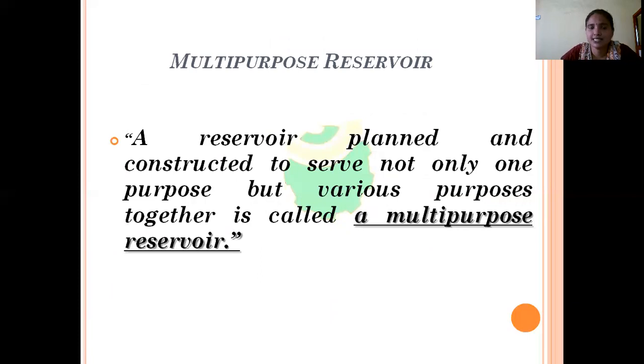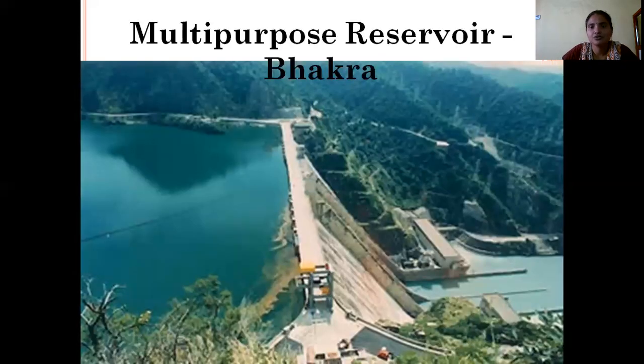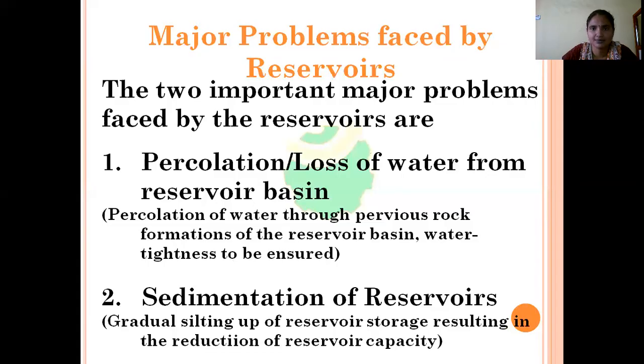Next, multi-purpose reservoirs. A reservoir planned and constructed to serve not only one purpose but various purposes together is called a multi-purpose reservoir. So, Bhakra Nangal project, Nagarjuna Sagar project, Srisailam project, all these are examples of multi-purpose reservoirs.